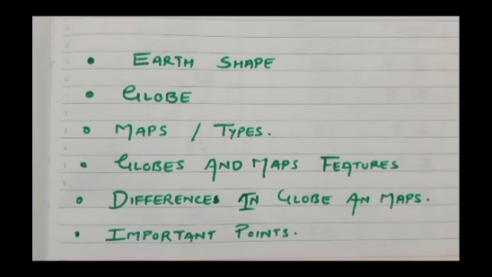Now, students, we will learn a lot of things in this chapter: earth shapes, globe, maps, types of maps, features different in globe and maps, important points of the map, important features of the map and the globe's important points, and so on. This is your first chapter explanation. I hope you will understand all the points.